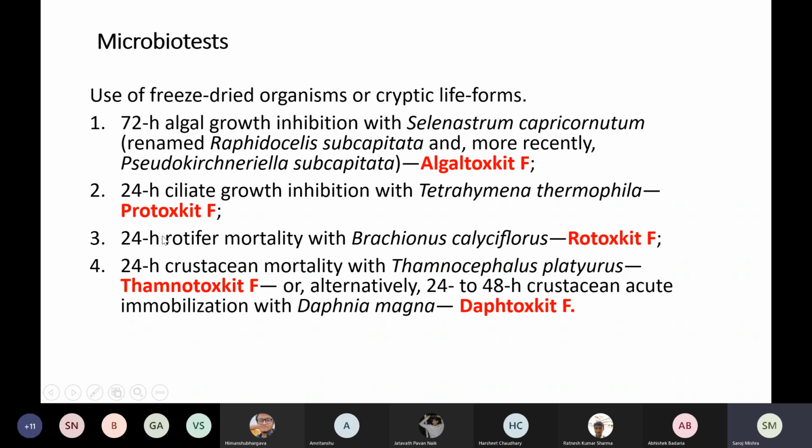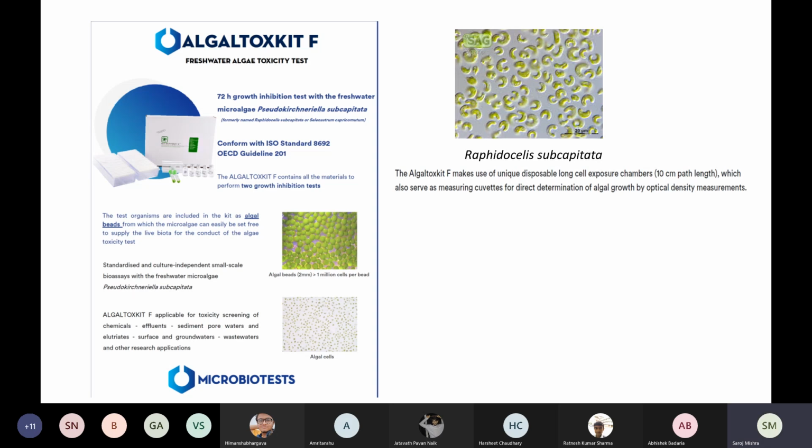You are going to check 24-hour crustacean mortality with the Daphnia, etc. The picture of that insect I had already projected to you, and you will see whether they die within a 24-hour to 48-hour exposure to the chemical or to the water body which you are testing, and that is called the DAFTOX kit. So let me give you an example here of the first case. If there is anything which you want me to stop at and explain, I can do that.